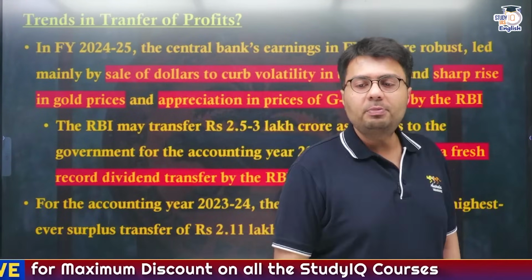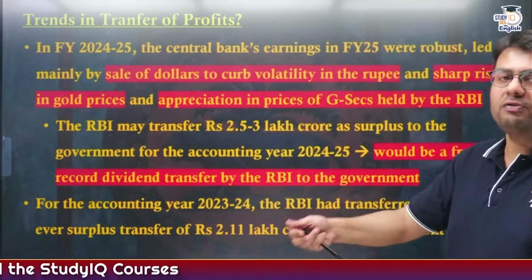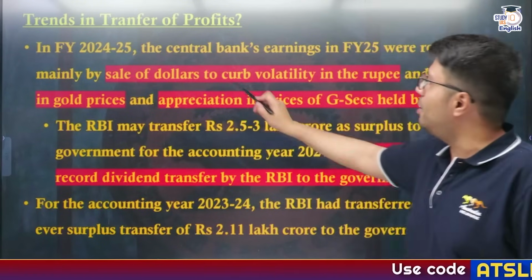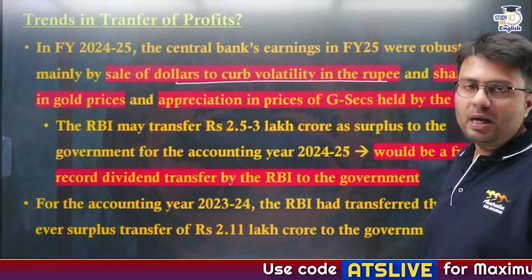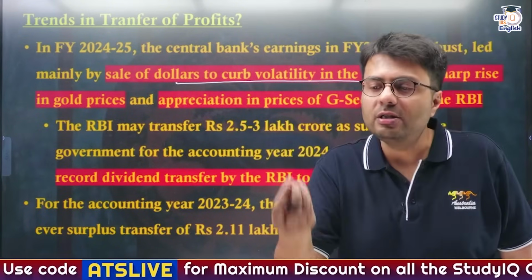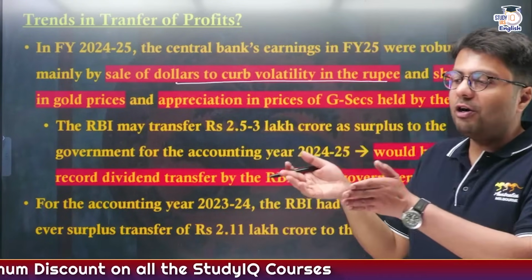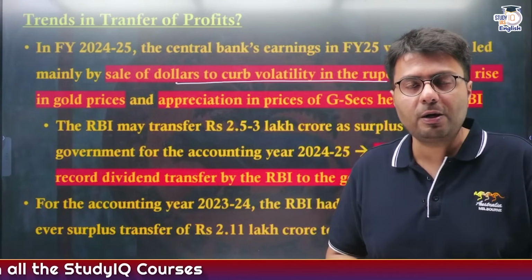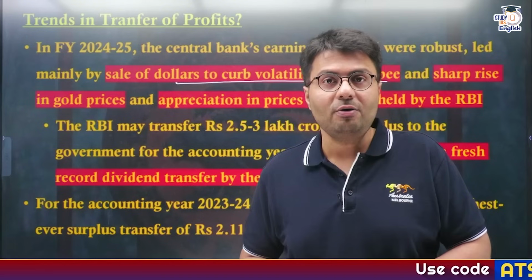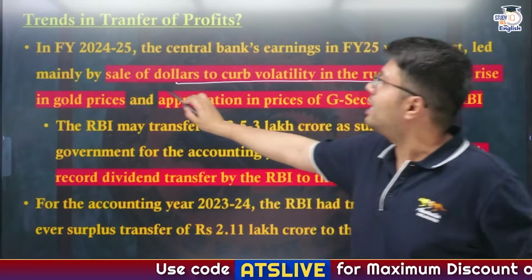Now let us see what has been the recent trends in profit. Now it is expected that in the last financial year 2024-25, RBI made a lot of money due to sale of dollars to curb volatility in the rupee. As we saw, rupee was getting depreciated. So RBI had no other option but to sell dollars in the market to increase the supply of dollars. So if RBI had purchased those dollars at 60 rupees per dollar, now it is selling them at 80-85 rupees per dollar. It is making 20-25 rupees for every dollar. So this is a realized profit RBI must be making.